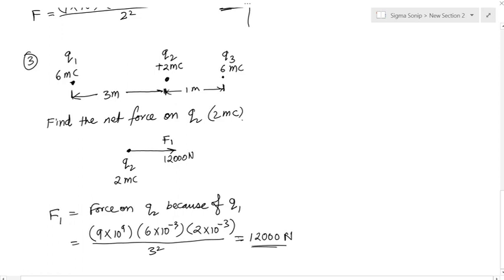towards the right. Let me again state what F1 is. F1 is the force on Q2 because of Q1. Q1 is pushing Q2 away, so it will be in the right hand direction.